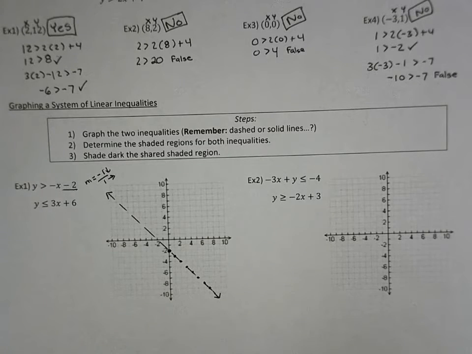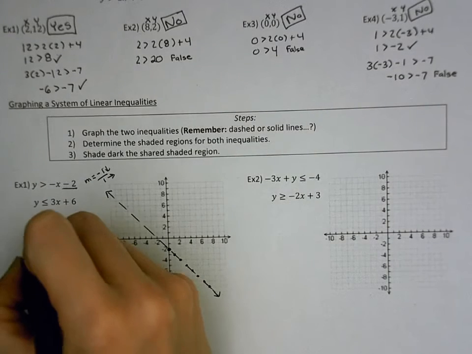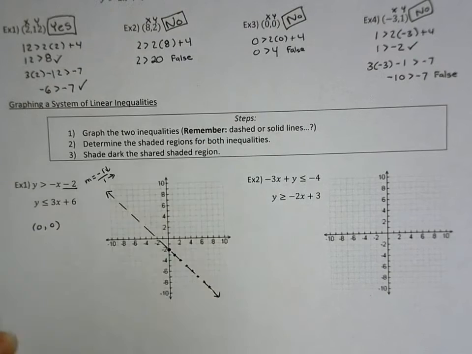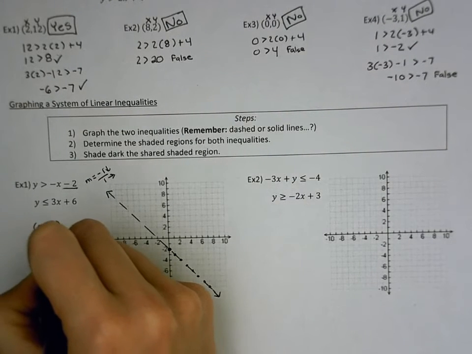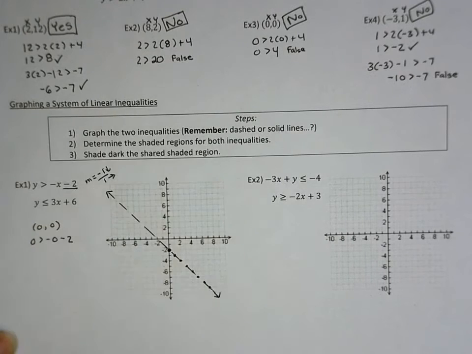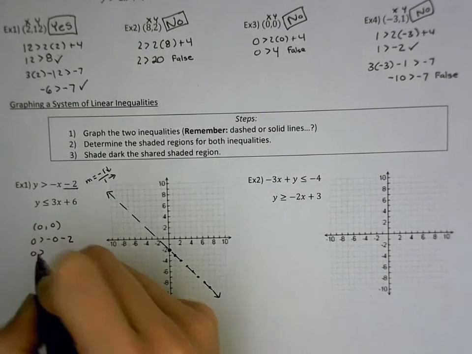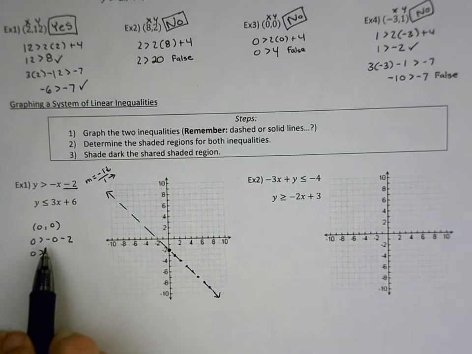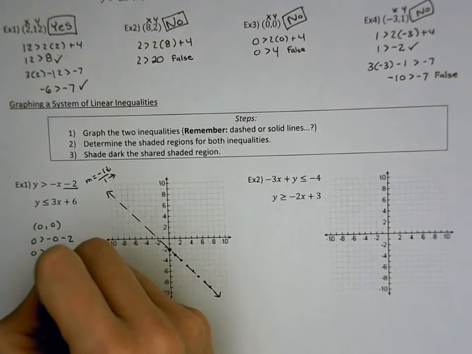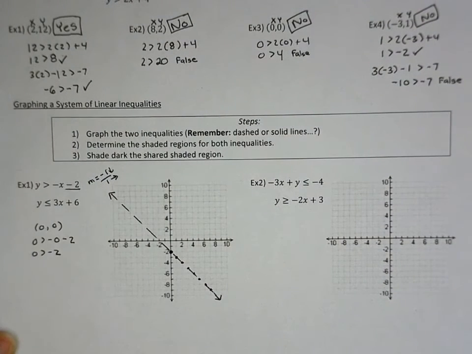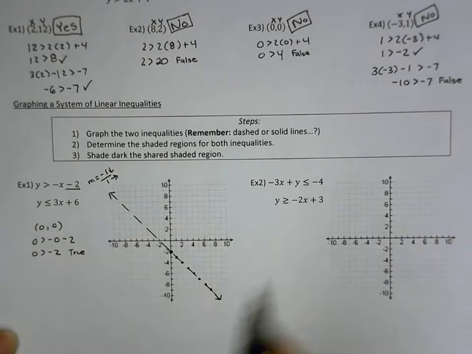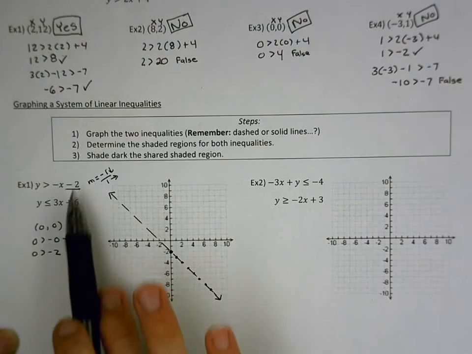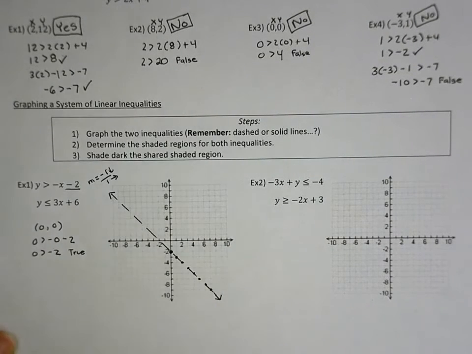Okay, a point not on the line would be like 0, 0. So I'm going to go ahead and plug that in. And when I plug in 0, 0, I get 0 is greater than negative 0 minus 2, which negative 0 is the same thing as 0, and 0 minus 2 is negative 2. Is 0 greater than negative 2? It is. And so we're going to shade the side of this inequality, the side of this line, where 0 is greater than negative 2, where 0, 0 is located.